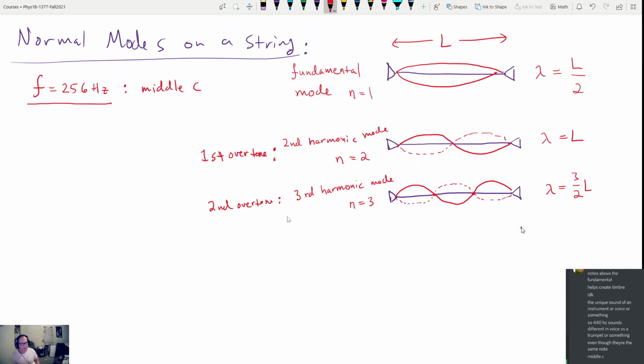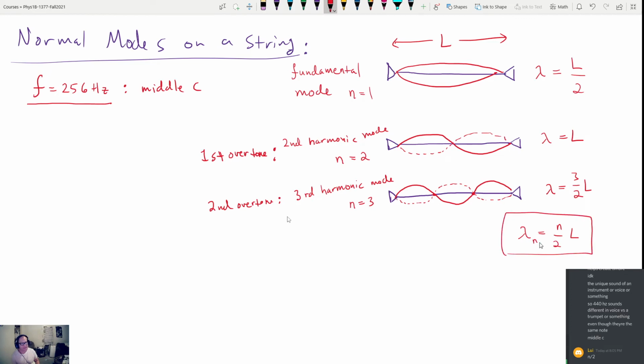So what would the pattern be? Lambda is equal to L multiplied by what? If I want to throw an n in here, what do I need to divide n by? N over 2, exactly. And this equation is usually written like this: lambda sub n is equal to n over 2 times L.